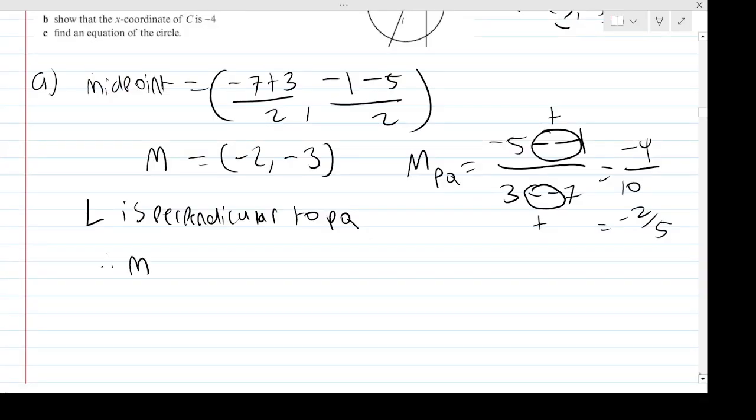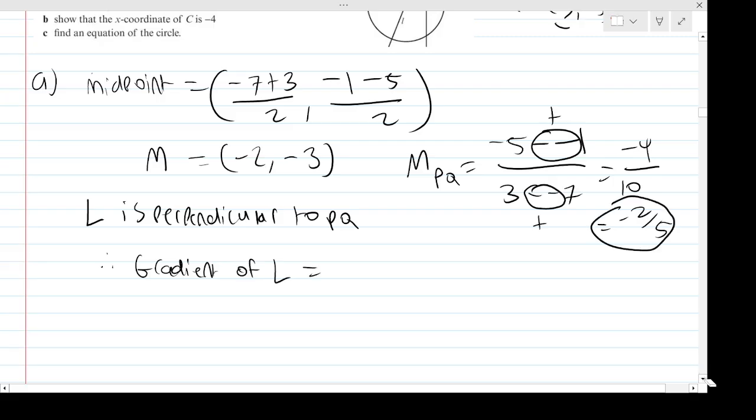Therefore, the gradient of L, which is the perpendicular bisector that we're working out, is the negative reciprocal because it's perpendicular. So the negative of -2 would be positive. Then if we take the reciprocal of 2/5, it'd be 5 over 2. There we are. And again, you can times them together and you should get -1. But there we are. If we've got the gradient, then we can say y is 5 over 2x plus c. So that starts to complete our equation.